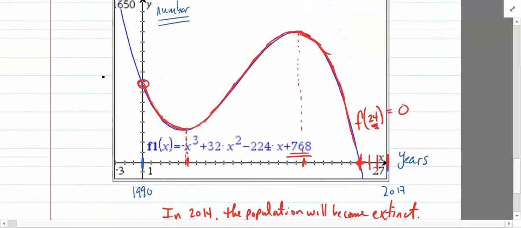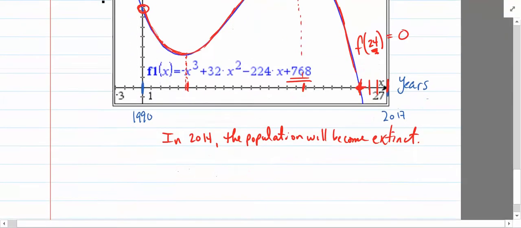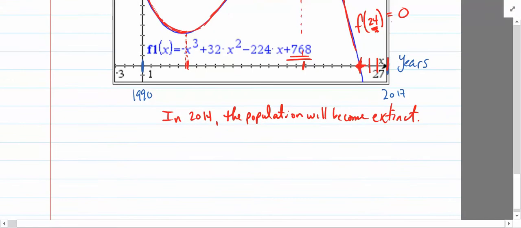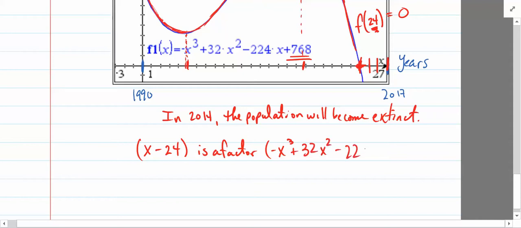Now, based on the factor theorem, what we said earlier in our set of notes from yesterday was that if we had a value that makes the function equal to 0, then that implies that x minus 24 is a factor of the original polynomial. And that original polynomial was negative x cubed plus 32x squared minus 224x plus 768.